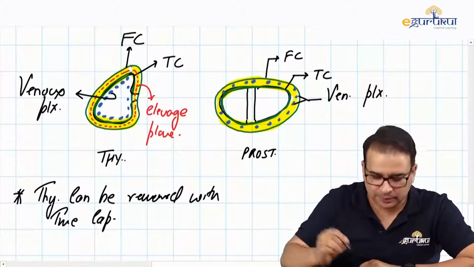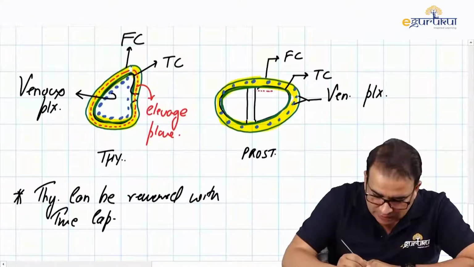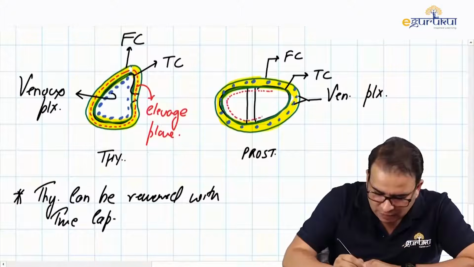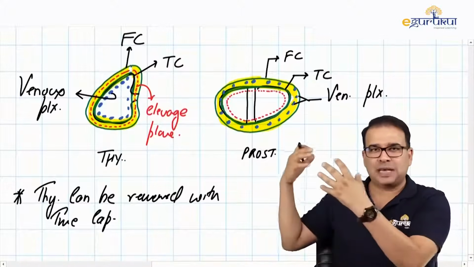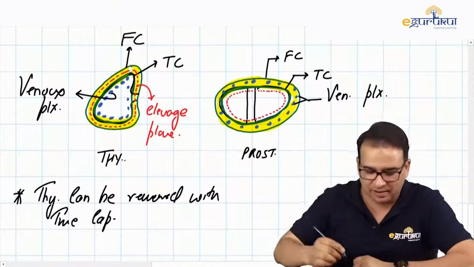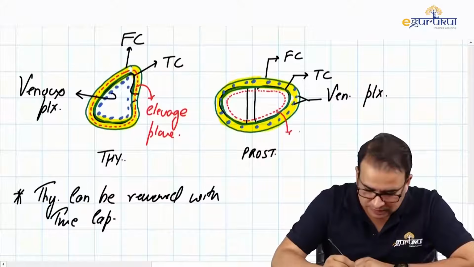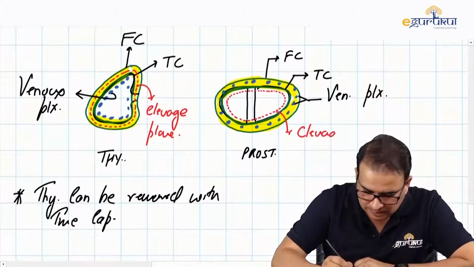But that cannot be done in the prostate gland, so the cleavage plane will be inside. So you'll be leaving some part of the gland. You will leave some peripheral part of the gland outside, so that both the true and false capsule will be left inside, and you can remove the gland here. That is a cleavage plane here.